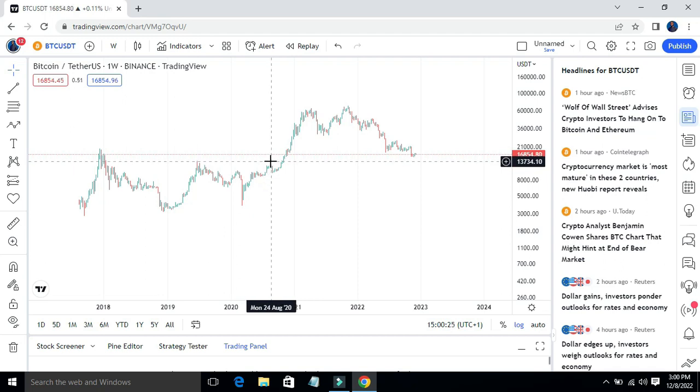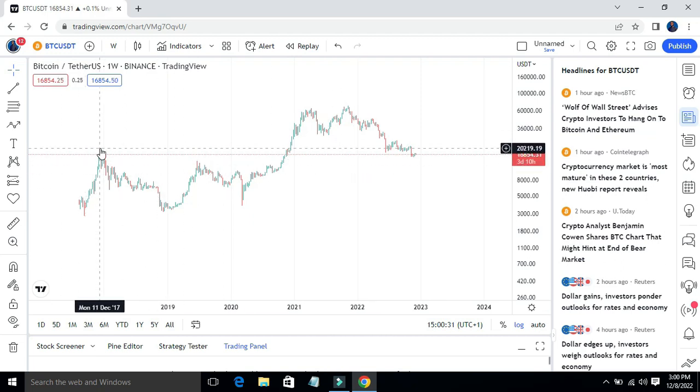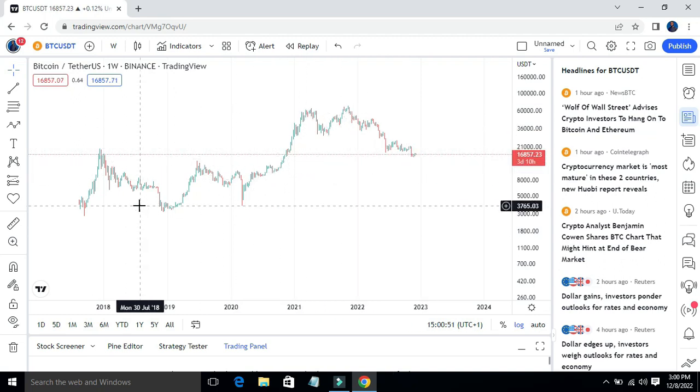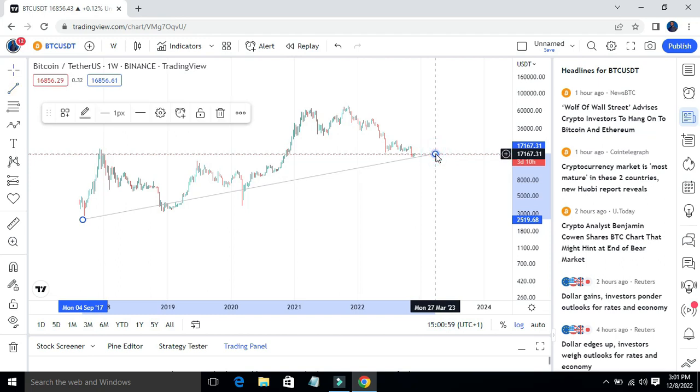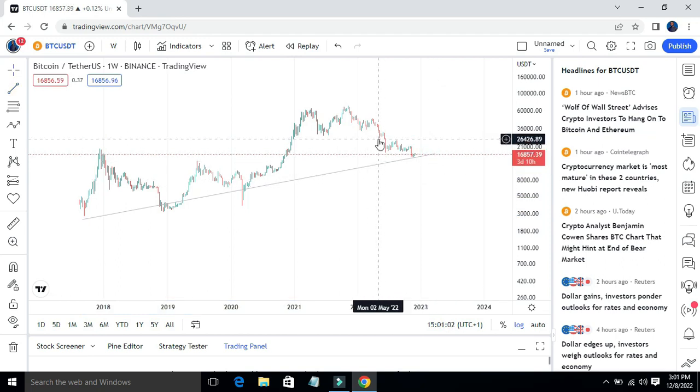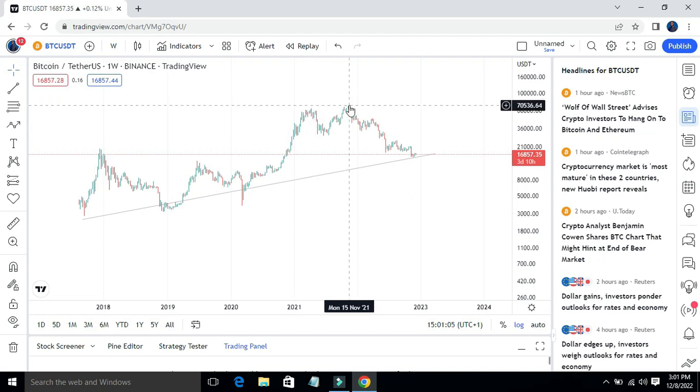It's currently at the place it was on December 11th, 2017. The place Bitcoin is now is exactly where it was on December 11, 2017. Here we are on December 5th, 2022. You can use the trend line to see that it's still an uptrend, although it's coming down from here. This is the highest high.